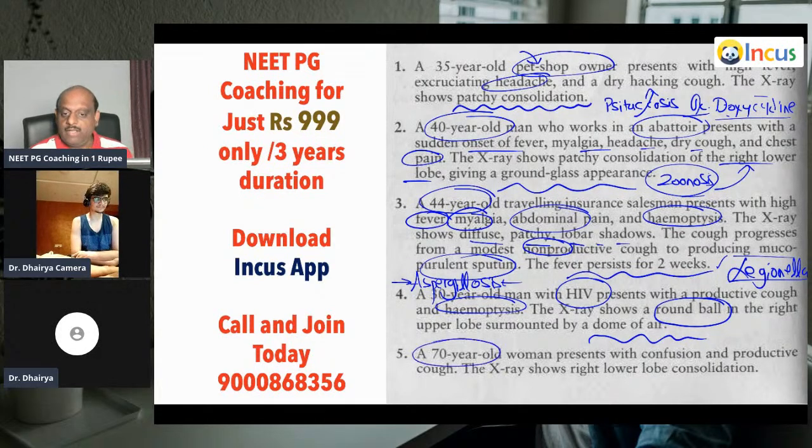Good. 70-year-old woman presents with confusion, productive cough, and a lobar consolidation of the right lower lobe. So, what is your diagnosis, doctor?